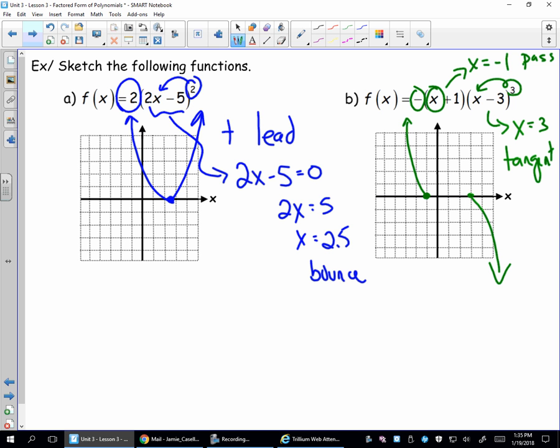I need to think about the fact that this is going to be a tangent 0 at 3. So I need to go flat for a second. Okay? But then it has to continue on. Well, it's going to have to continue on to go up, but then come back down so it can go through this next 0.